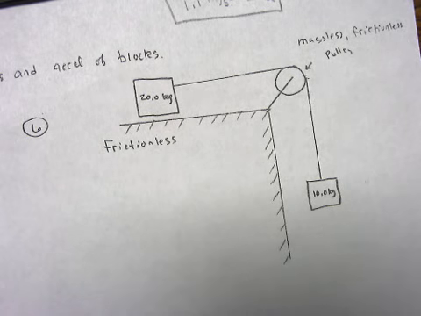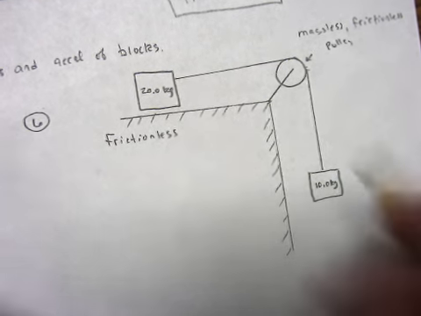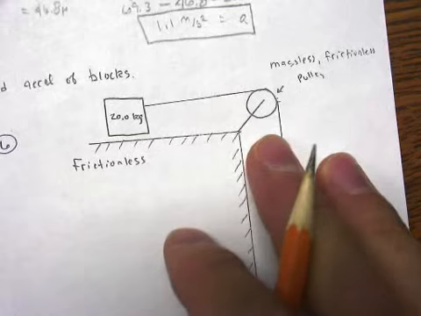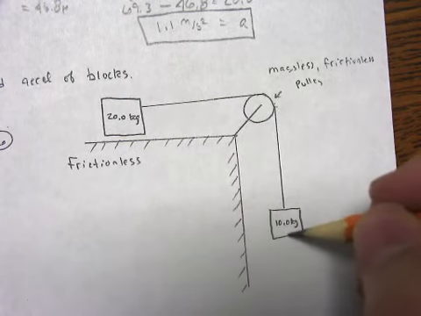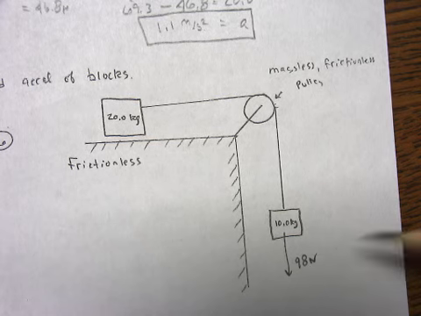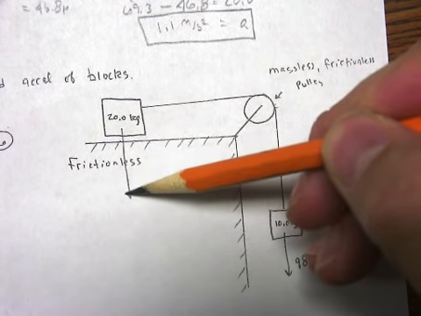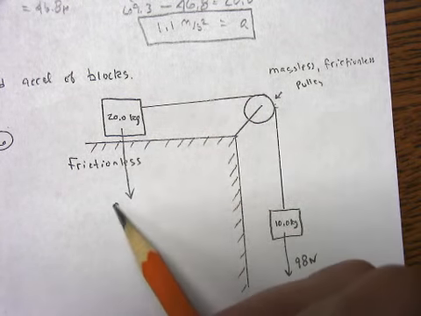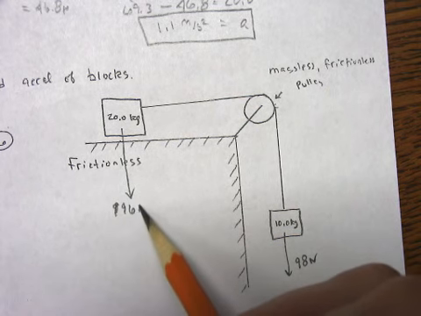In number 6, we're asked to find the acceleration of the system and the tension in the blocks. So the first thing I'm going to do is label my forces. I know that I have gravity right here. It pulls down at 98 newtons. I know that I've got gravity pulling down on this one at 196 newtons.